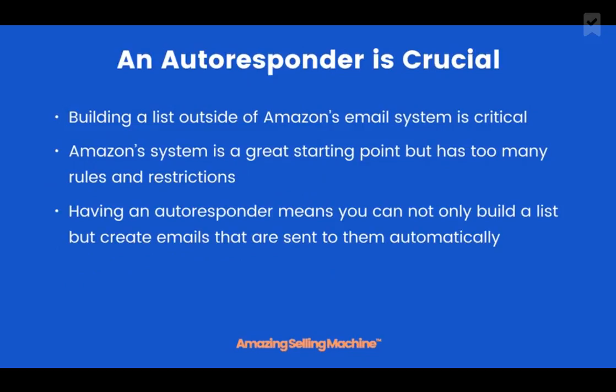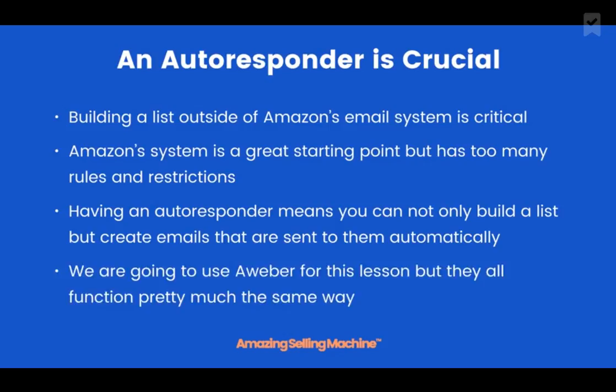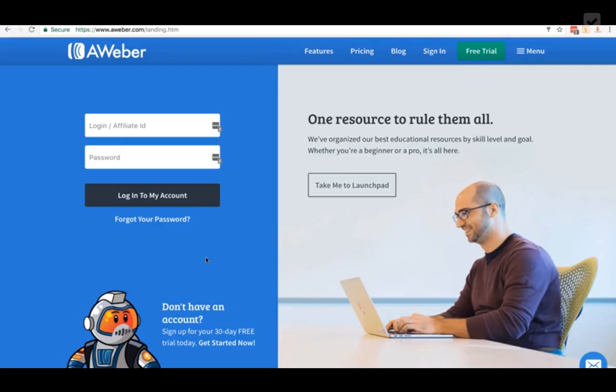Having an autoresponder means you can not only build a list, but create emails that are sent to them automatically. And there are no restrictions. You can basically send whatever kind of email you want. We are going to use Aweber for this lesson, but they all function pretty much the same way. And the reason we recommend the 3 autoresponders that we do is because they're reliable, their deliverability is very good, and they integrate with virtually every piece of software out there.